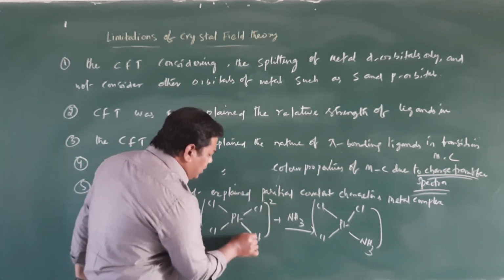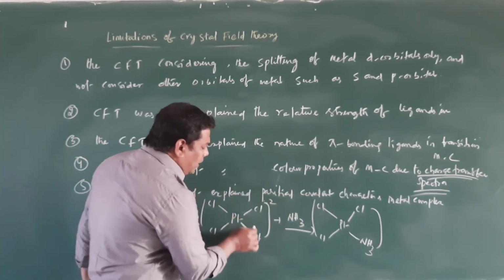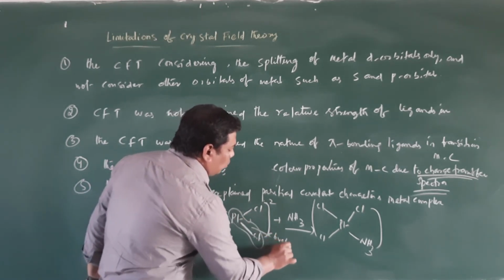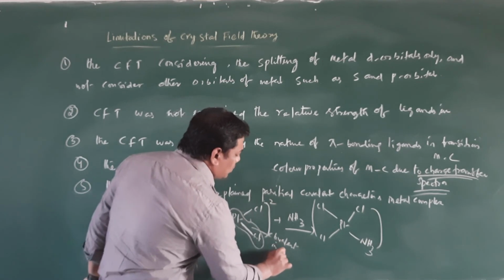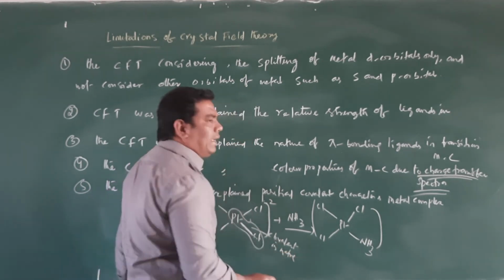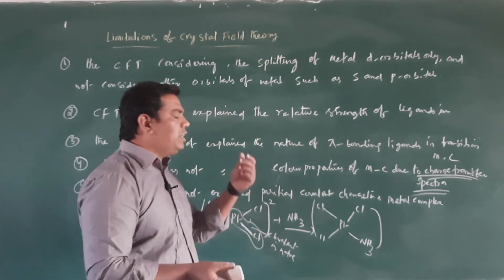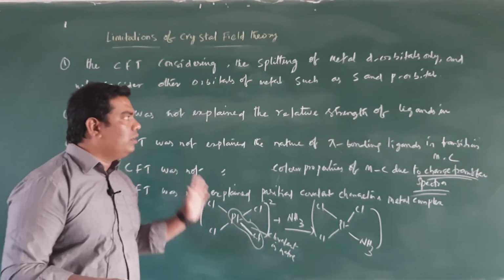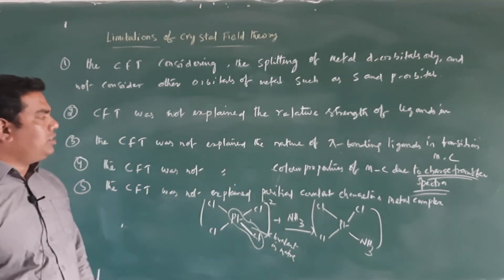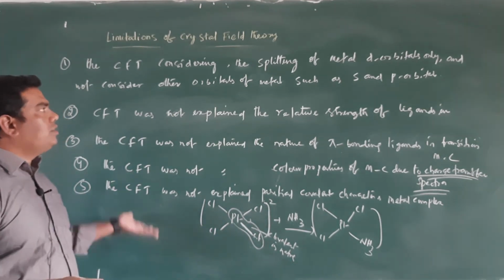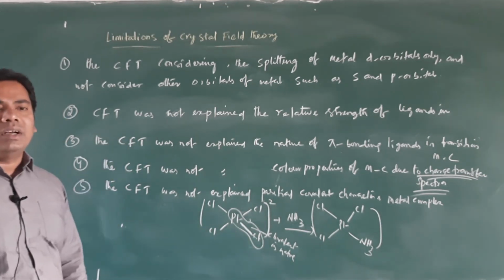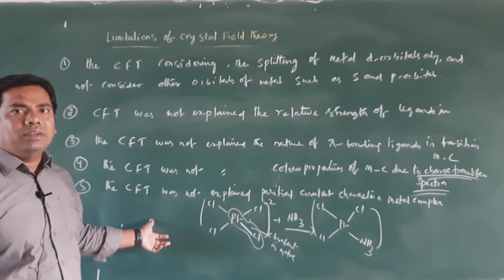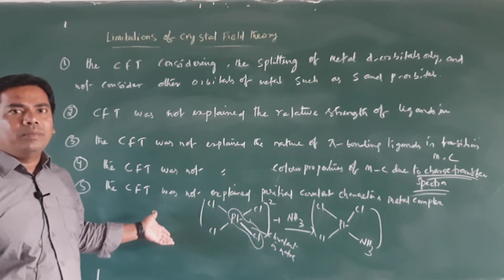Here the bond between platinum and chlorine is covalent in nature. These kinds of covalent characteristics were not explained by the crystal field theory. So these are the limitations of crystal field theory. Okay, clear, student? Is it clear? Right. Thank you.